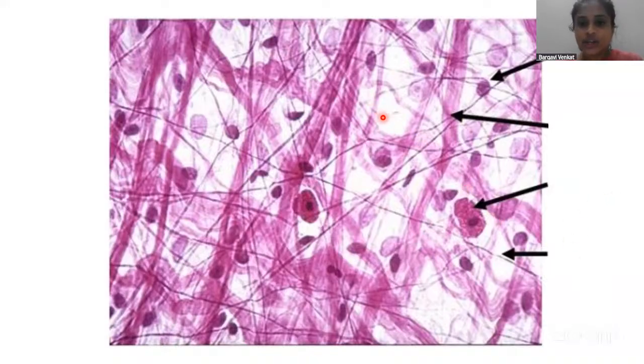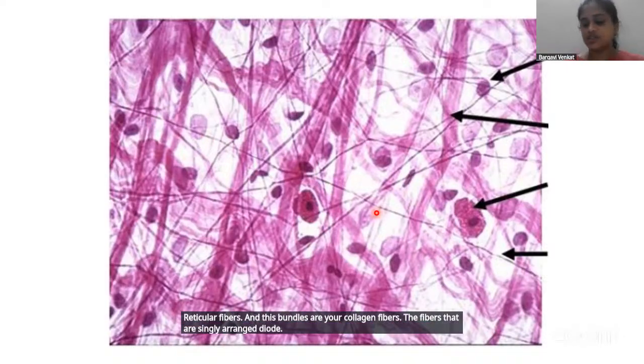And you can see the reticular fibers in the background, minimally, like they're immature. Can you see here? This one, this one, this one, this one. All these are your reticular fibers. And these bundles are your collagen fibers. The fibers that are singly arranged are your elastic fibers.